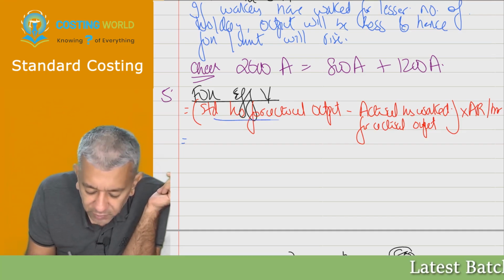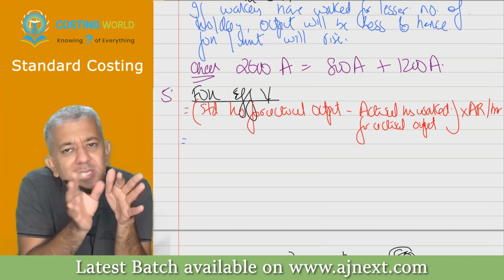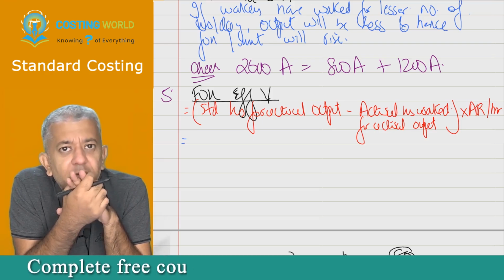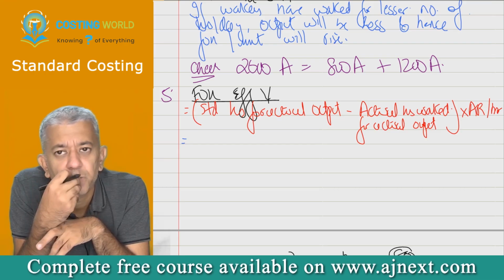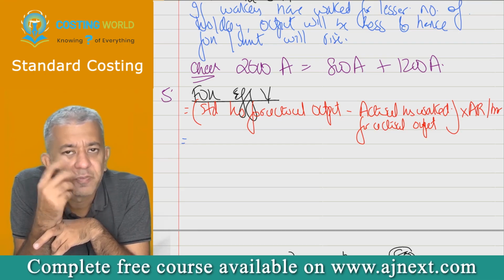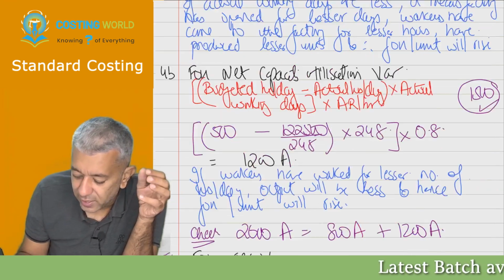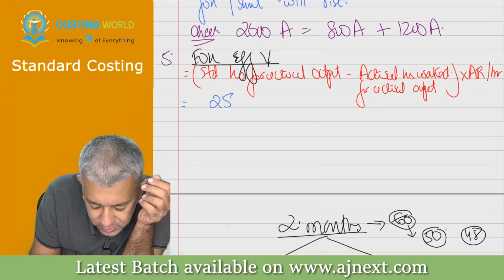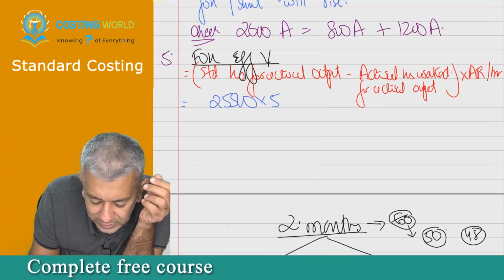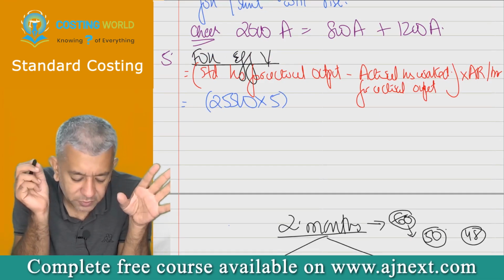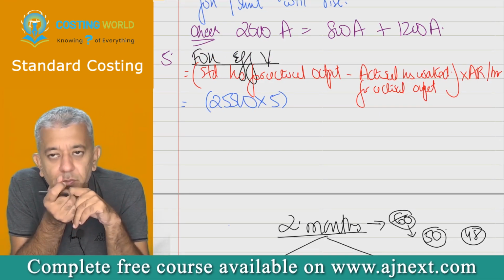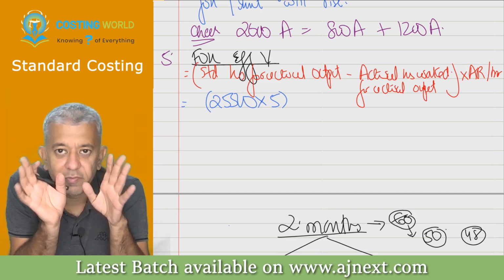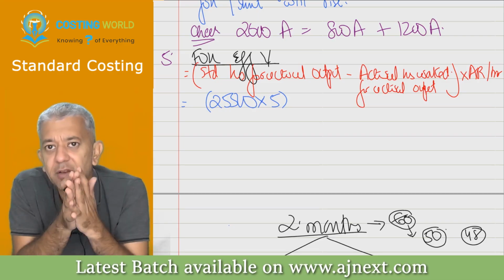First of all, tell me, how much is actual output? 25,500. One unit should have taken how many hours? 5 hours. Check your rates please. Your second rate says one unit should have taken 5 hours. So 25,500 units should have taken these many hours. Compute it on your calculator first. This comes to 127,500, so for actual output, workers should have taken 127,500 hours.